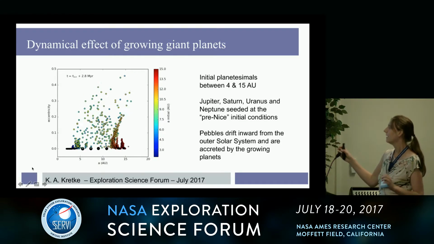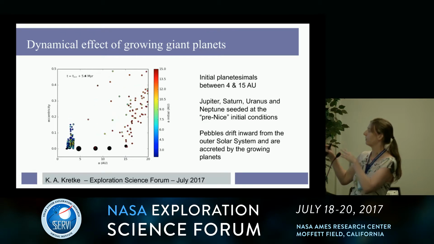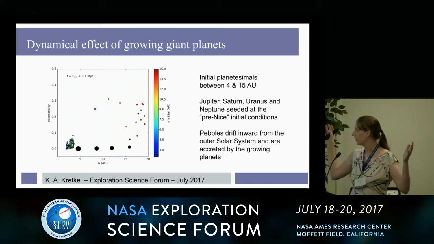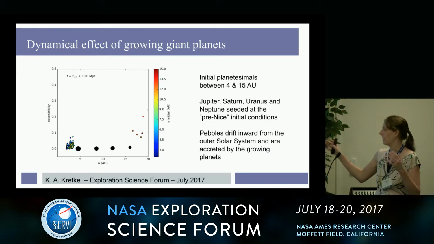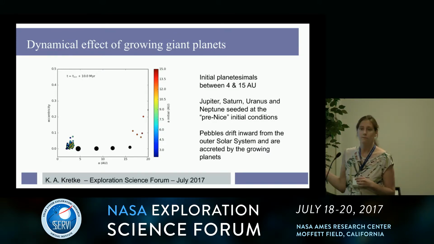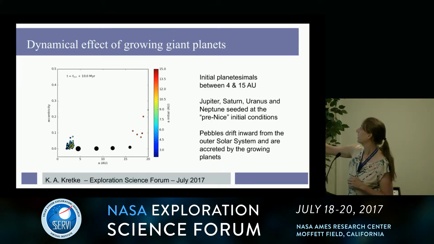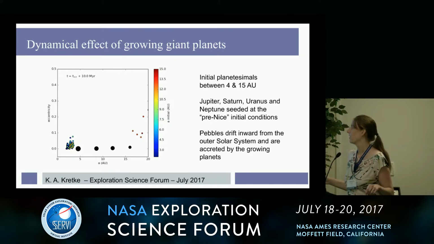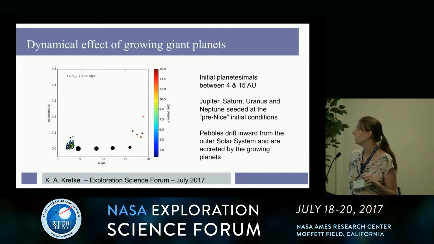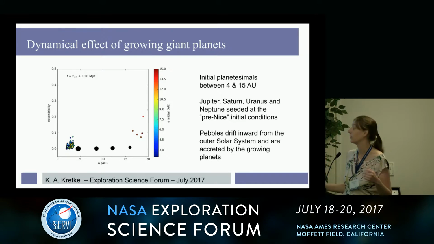So as you see, the pebbles are coming in, our planets are growing, everything's getting scattered around, and we end up with our nice giant planets. But you also hopefully noticed during that the asteroids that were color-coded by their initial location in the disk have gotten scattered all over the place. And in the inner region here, there's now a mixture of populations.